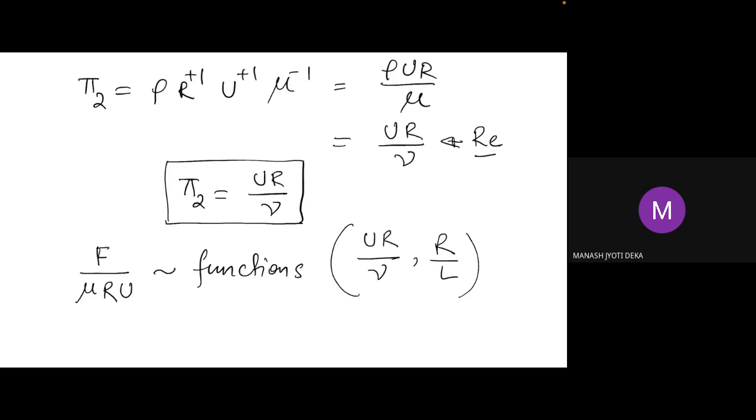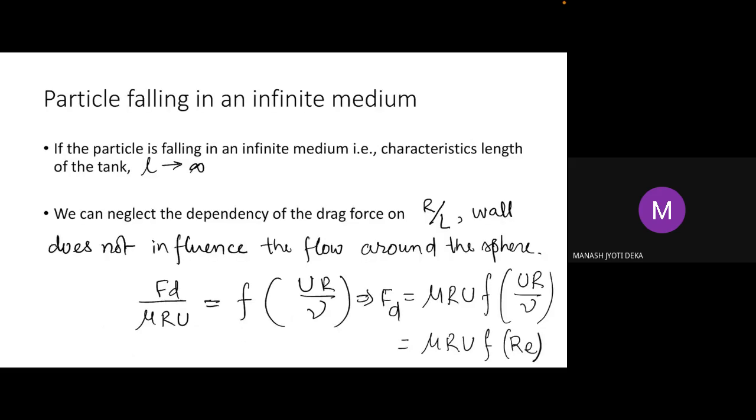If you see the first term, the pi 1 term has to be a function of this pi 2 and pi 3 term. So in that sense, we are getting FD by mu R U is a function of U R by nu, comma, R by L. So now we have got an expression for FD, the drag force, in terms of this function.